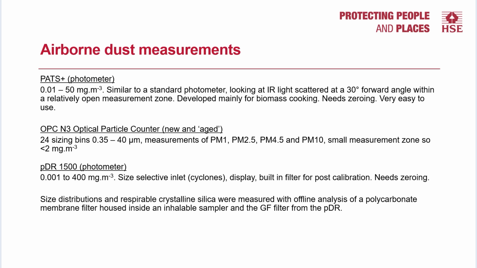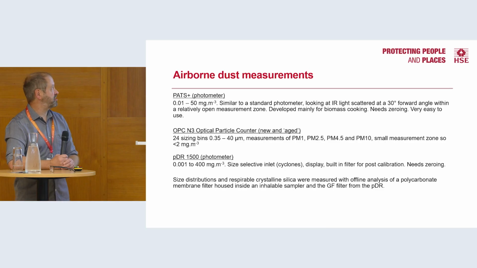So in more detail, the instruments we used was the PATS 7, a very simple photometer. It's got quite a large concentration measurement range, very similar to standard photometers. It's been developed mainly for biomass cooking and looking at environmental monitoring. It's very easy to use, but it does need zeroing before use. The AlphaSense optical particle counter was the other instrument we looked at. This has 24 size bins, so from that we can work out various size fractions, PM1, respirable, etc.